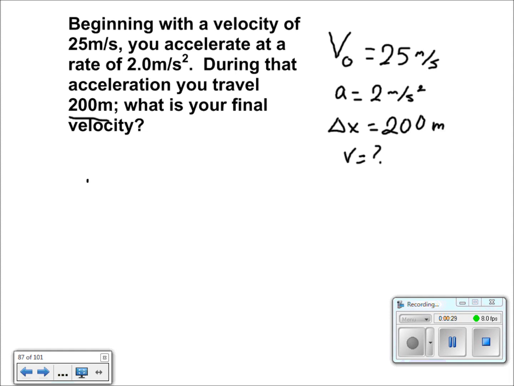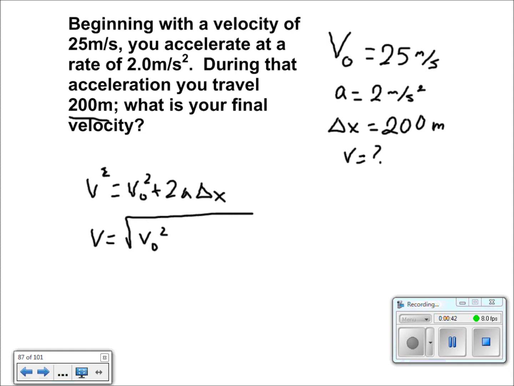We begin by using the equation v squared is equal to v naught squared plus 2a delta x. Now, you need to take the square root of v naught squared plus 2a delta x in order to isolate v.